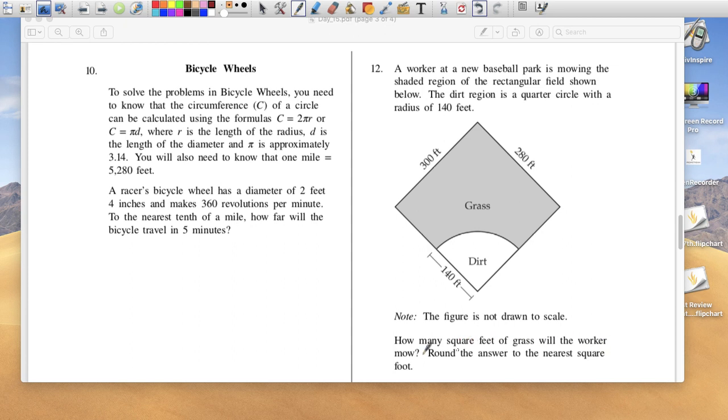How many square feet of grass will the worker mow, rounded to the nearest answer? So here's a field.